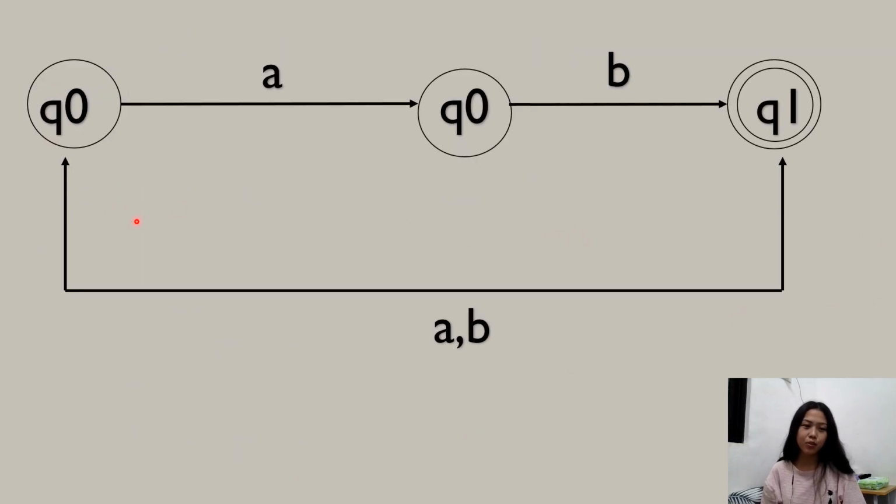So this is the diagram which shows Q0, which has a as an input, going to Q1, which has b as an input. We can see that Q1 has a double circle, which means it is our final state.